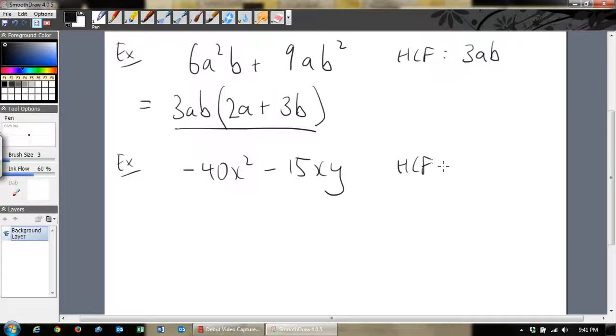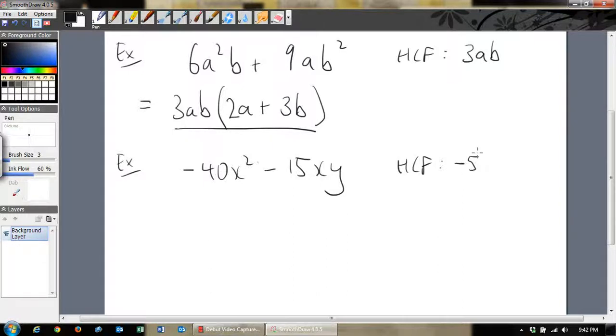Highest common factor. Look at the numbers. I'll just deal with the numbers first and then I'll look at the negatives. We've got 40 and 15. So the number that goes into both of those will be 5. There's nothing higher than that. But because they're both negative, what I'm going to do is take out negative 5 as a common factor, and that'll just clean it up, and I'll show you why.